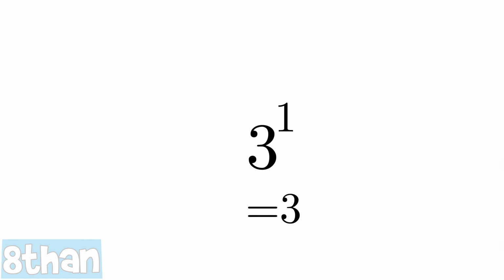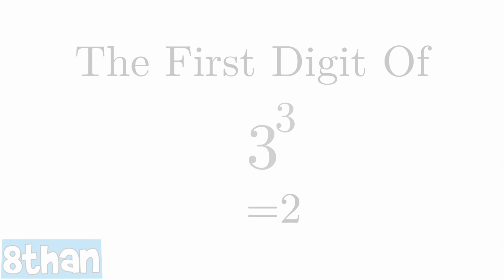Now let's set x to 3. 3 to the power of 1 is 3. 3 to the power of 2 is 9. And 3 to the power of 3 is 27. But again, because this is about the first digits, the answer will be 2.